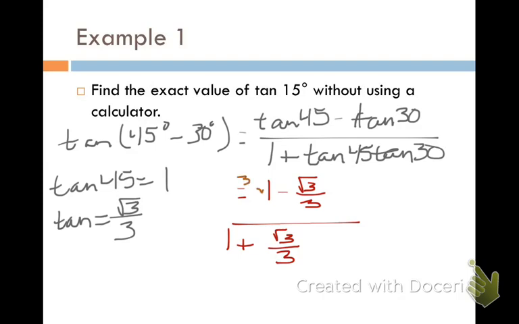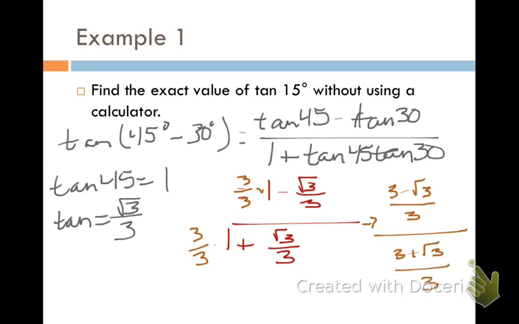So I'm going to multiply this side by 3 over 3 and this one by 3 over 3 so that we get 3 minus root 3 over 3 all over 3 plus root 3 over 3. And if you multiply by the reciprocal, you would notice that the denominators both cancel out, which gives us our final answer of 3 minus root 3 over 3 plus root 3.